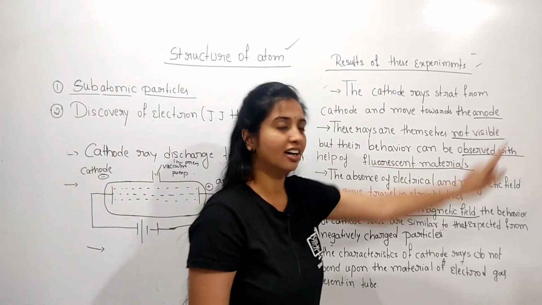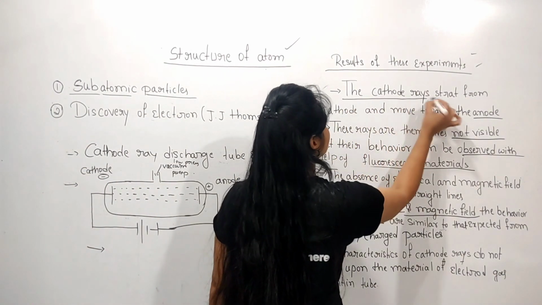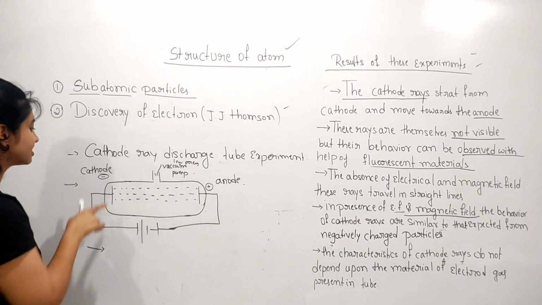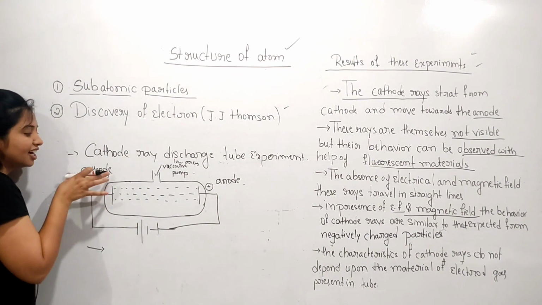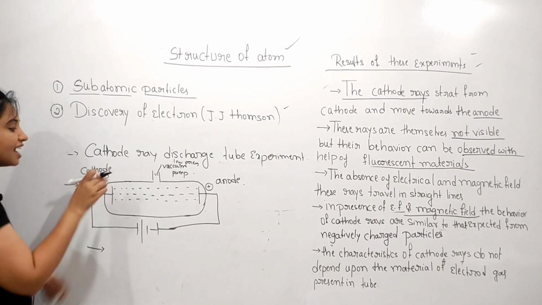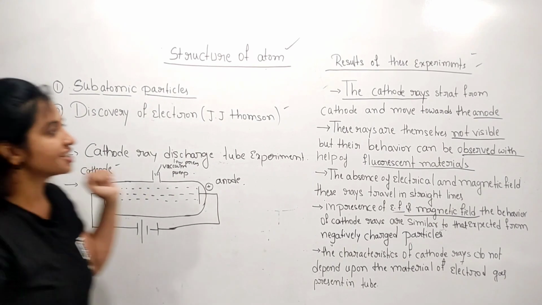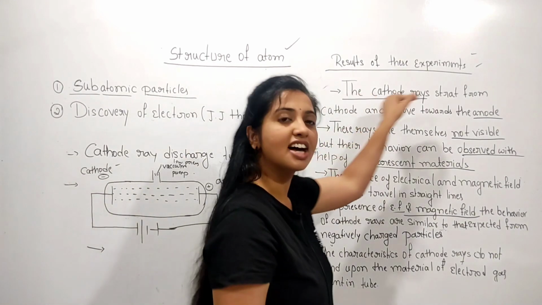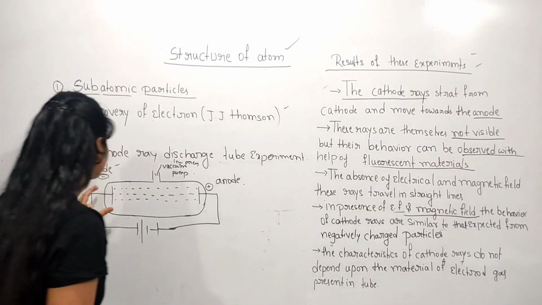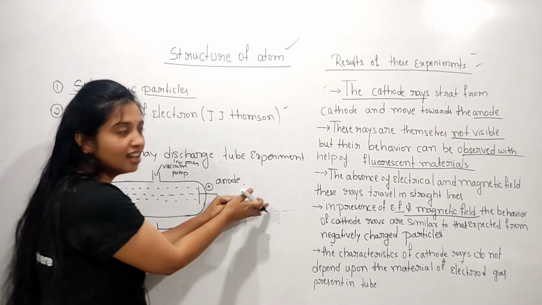See here, the result of this experiment is that the cathode rays start from the cathode and move towards the anode. Why are these rays called cathode rays? Because the rays are emerging from the side of the cathode. They come out from the side of the cathode. That's why these rays are called cathode rays. Next, see here, the cathode rays start from the cathode and move towards the anode.